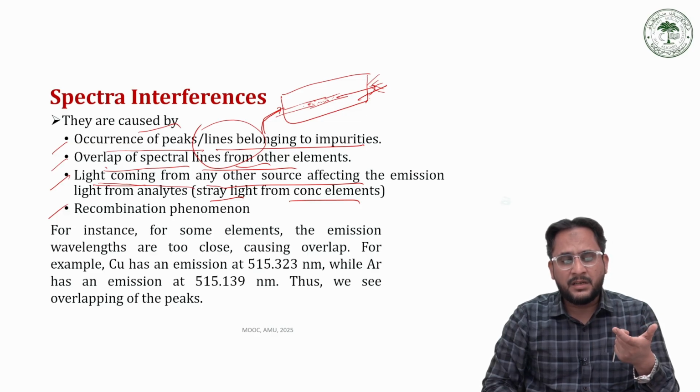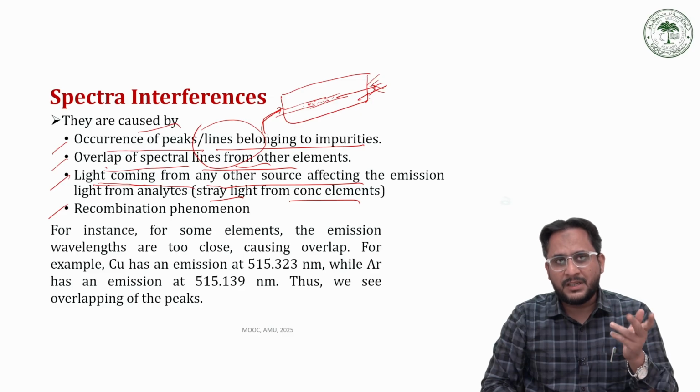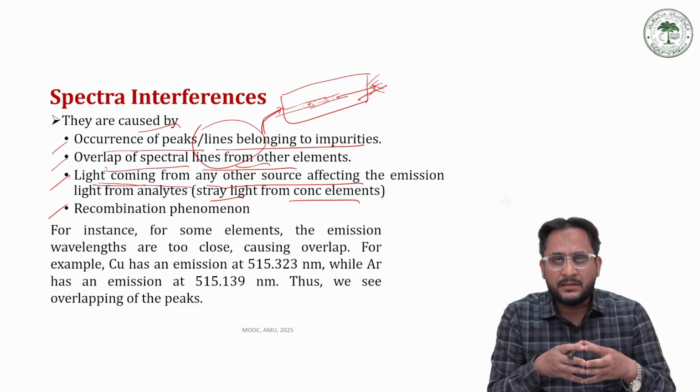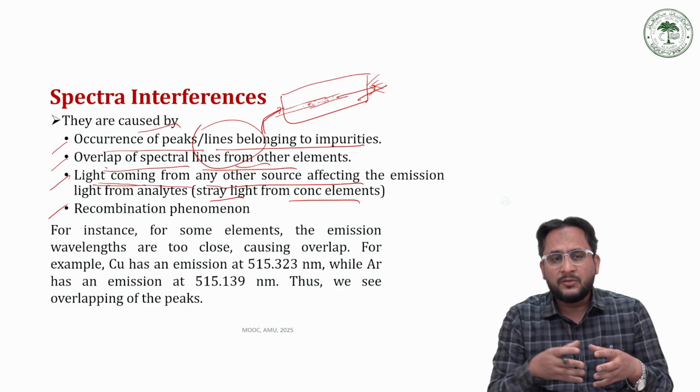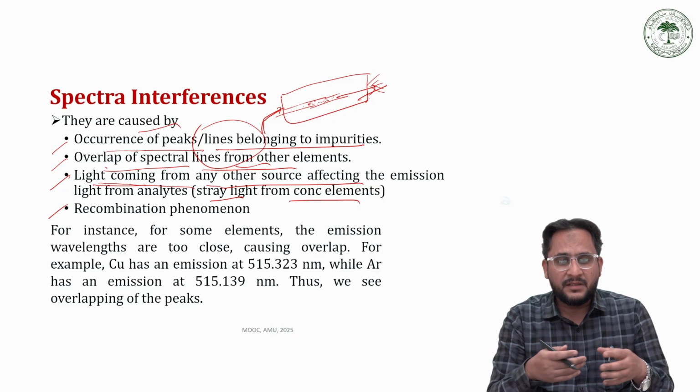Sometimes radiations are emitted because of the formation of some molecules. For example, when we have some molecular ion peaks present, we have some molecules formed during this atomization and excitation, and those molecules emit some kind of light radiations. So we have stray lights which cause some additional peaks in the spectrum, thereby hampering the analysis.